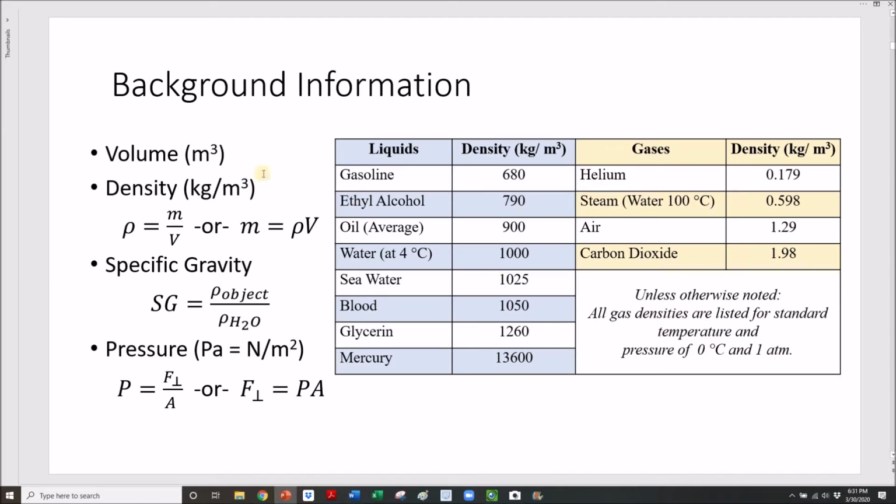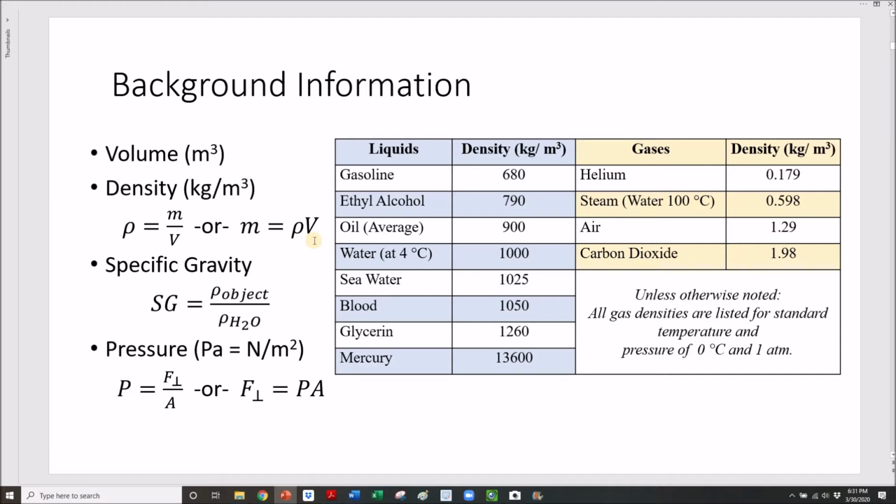Remember that volume is in units of meters cubed, and we can find volume for a sphere or for a cylinder. All those equations are on our equation sheet. Don't freak out. Remember density from chemistry class. Density, this is our symbol for density, the Greek letter rho, is equal to mass divided by volume. And that also means that you can find the mass if you know the density and volume of the object.